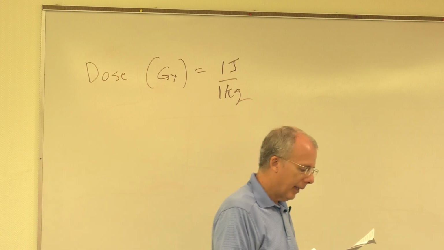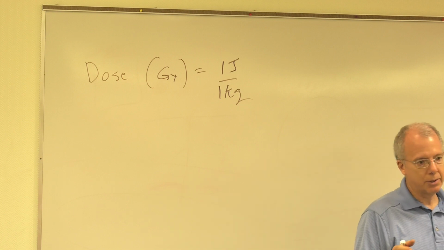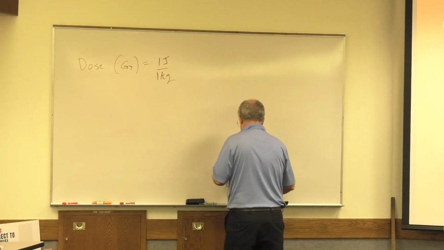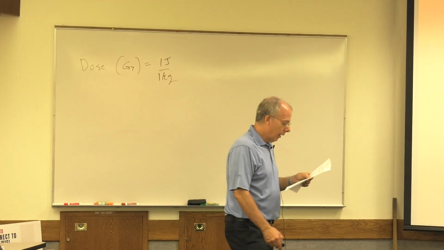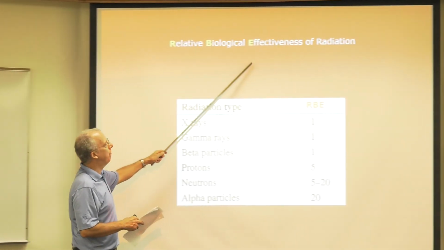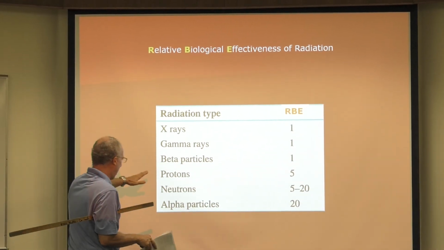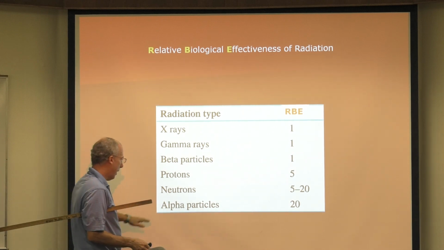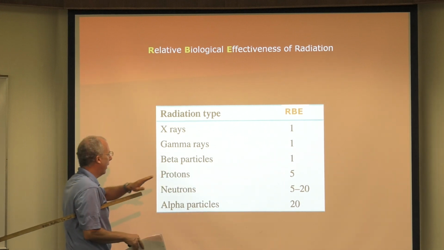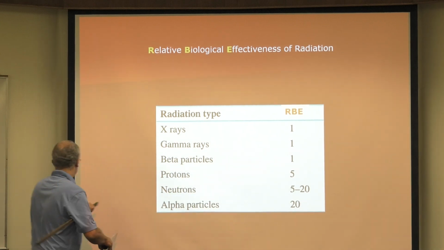Different types of radiation have different biological effects. Gamma does certain things that alpha doesn't, and so forth. So they have to take that into account too. This is called the relative biological effectiveness of radiation, RBE. The larger the number, the more dangerous. So alpha particles are 20 times as bad as X-rays. There are other factors, but this just says that these do much more damage than these.